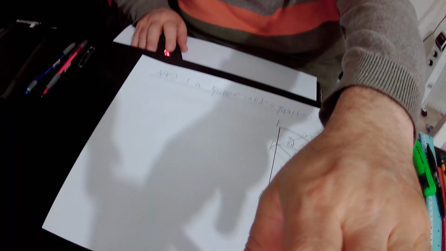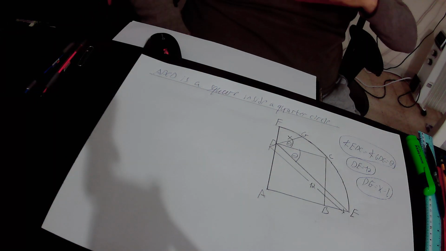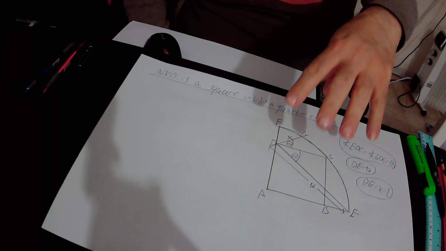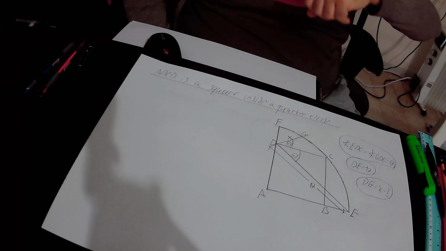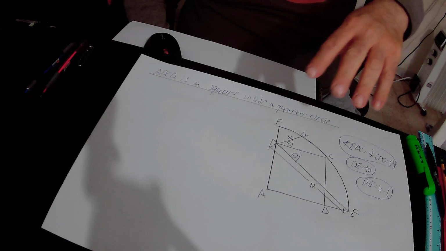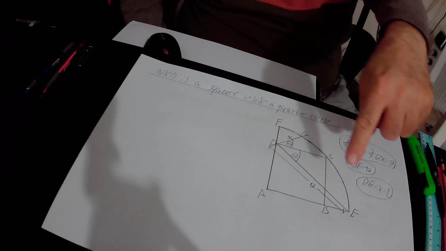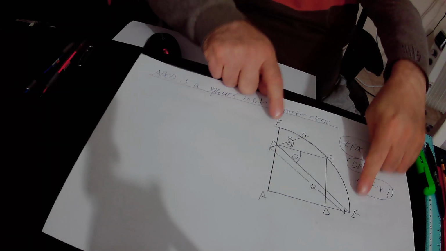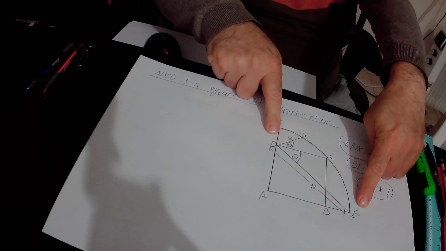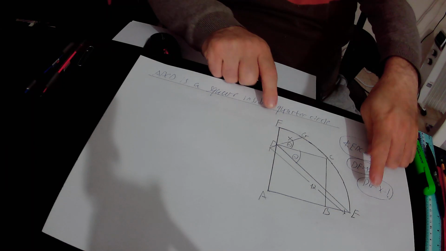In this lecture we find out the length of line segment X. In the drawing we have a quarter circle. FAE is a quarter circle. Inside this quarter circle we have square ABCD, and we know that line segment DE equals 12 units in its length.